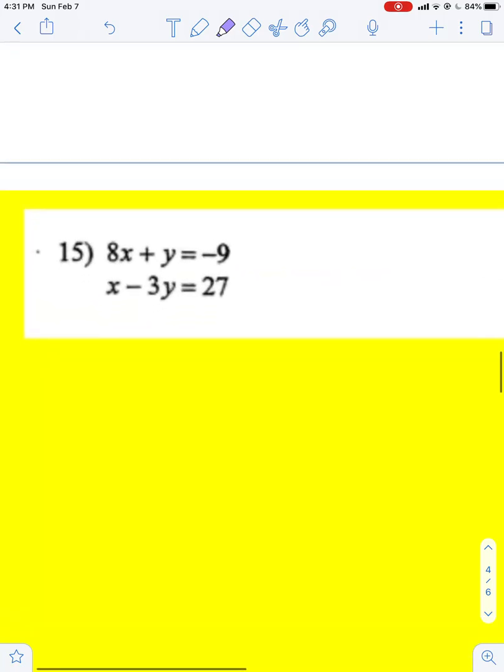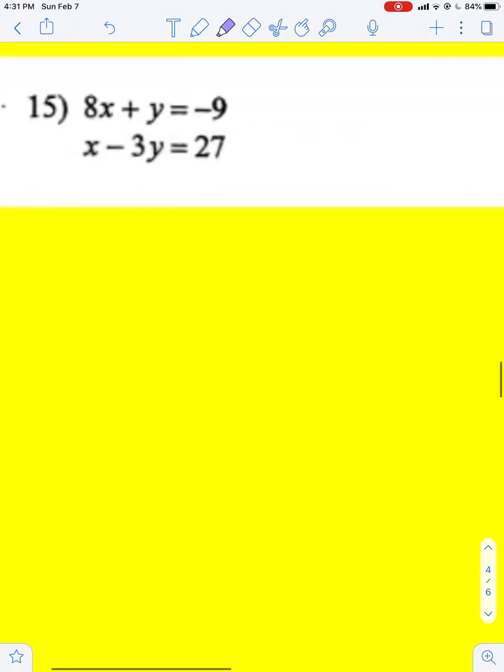Okay, 2 more down here. So looking at number 15, I have 2 options. If we look, I can multiply this first one to get 3y on the top, or I can multiply the bottom to get 8x on down there. But I am going to go ahead and multiply the top row.